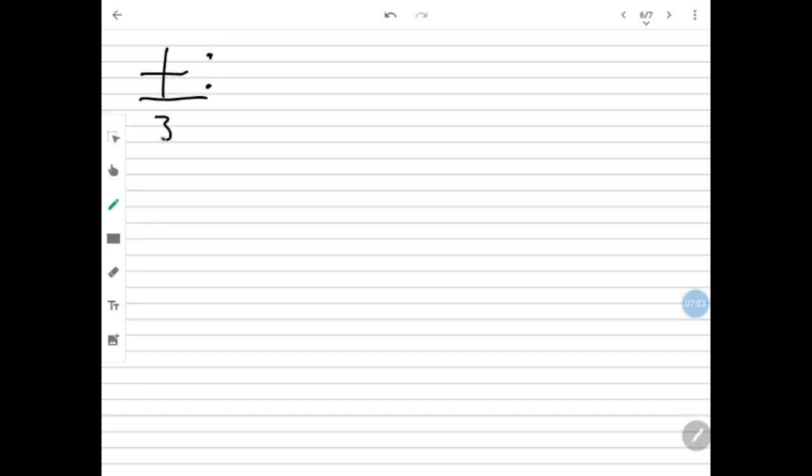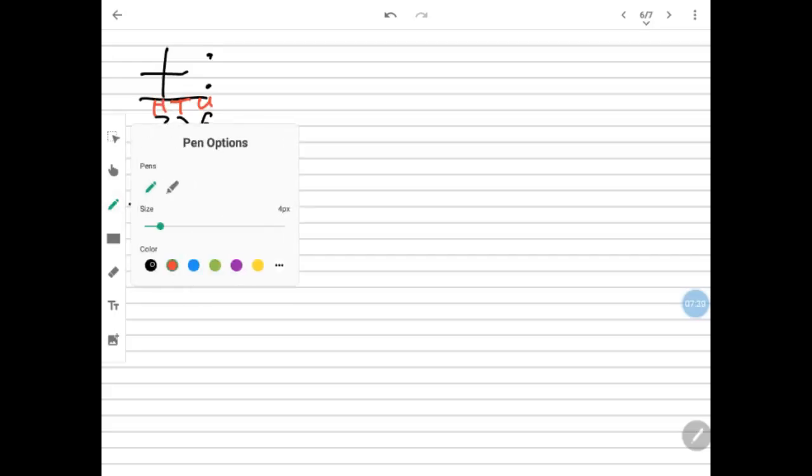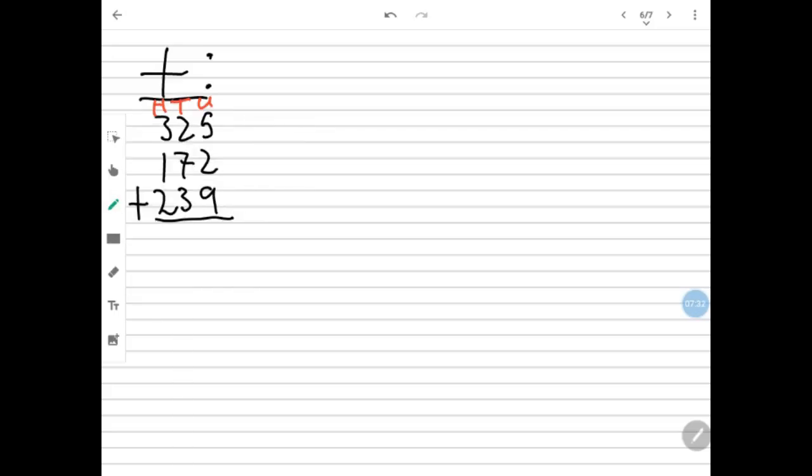All right, so we have 325 plus 172 and plus 239. So we're adding these together. Remember, we're first adding the units, then the tenths, and then the hundreds. So I'm just writing there units, tenths, and hundreds. You can even write that for yourself in your book, even in a test. It doesn't matter. If it helps you, then write it down.